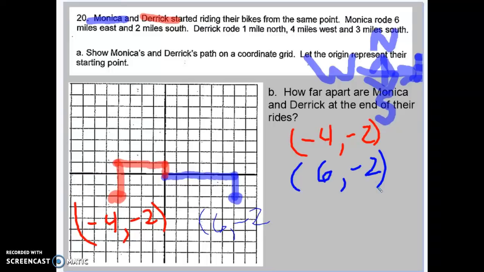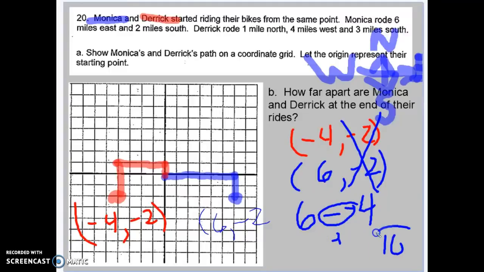So use the same method as before. Cross out what's similar. Now what's the distance or the difference between those two? So 6 minus -4. We have two negatives, so that's really plus. They're 10 units away from each other. And we could go ahead and count as well. It'd be 1, 2, 3, 4, 5, 6, 7, 8, 9, 10. So you can see that we have a valid answer.